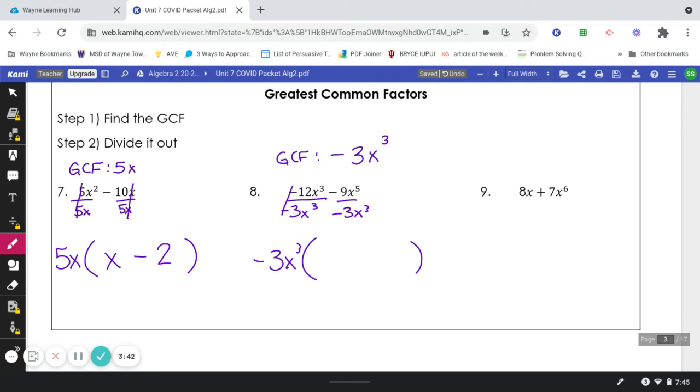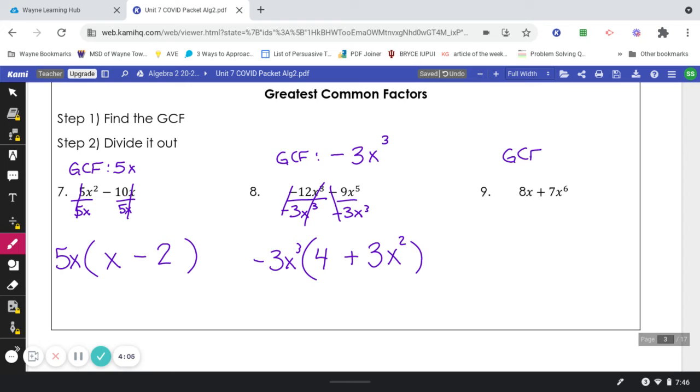Then divide. The negatives cancel. 12 divided by 3 is 4. The x to the thirds cancel out completely. Negatives cancel, so I bring down a plus sign. 9 divided by 3 is 3. And x to the fifth divided by x to the third, we subtract those. There are 2 more at the top.